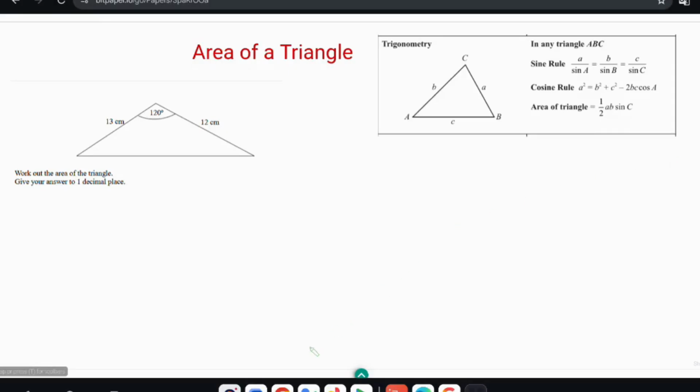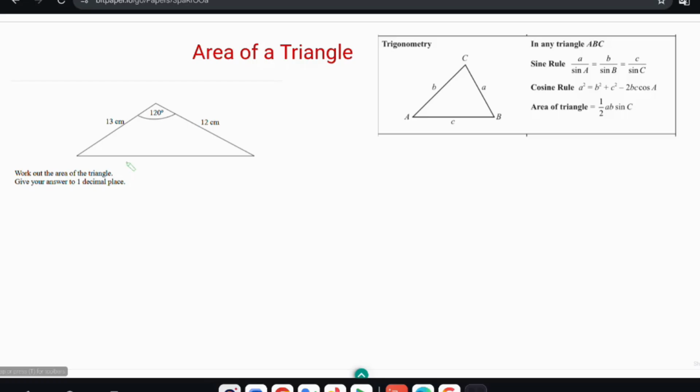Now, you may have noticed on this list of formulas, you've got area of a triangle equals half ab sine C. This area of a triangle, you've always learned as half base times height. Now, you don't always have that information. So, for example, here, you've got your triangle. There's the height. We don't have the height. We don't have the base. So we can use this half ab sine C.